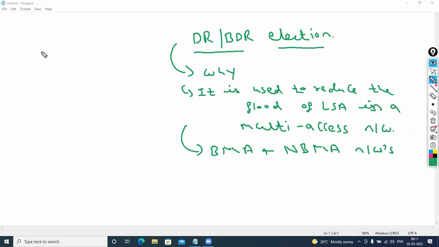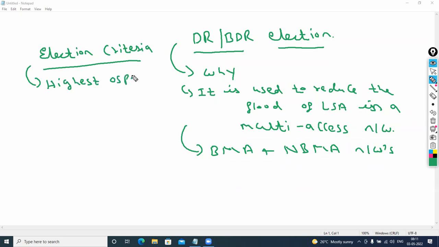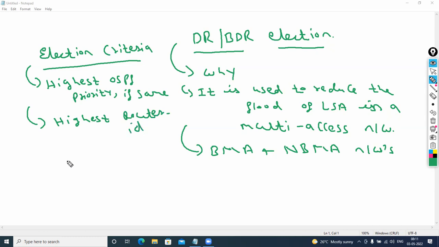So what is the election criteria in order to elect a DR and a BDR? What is the default priority of OSPF? One. Very good. So highest OSPF priority. If same, then highest router ID. Good. So first BDR will be elected, and then the DR will be elected.